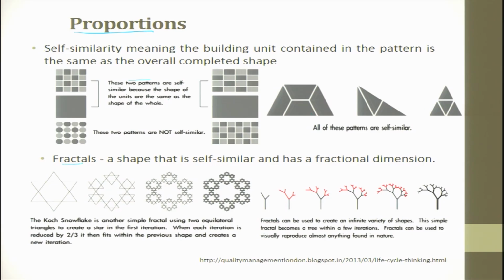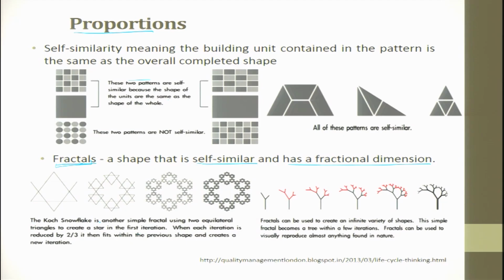3. Fractal: a shape that is self similar and has a fractional dimension is called a fractal. So, fractals are taken from nature. If you see a branch which is going, it is also a fractal. Fractals can be used to create an infinite variety of shapes. This simple fractal became a tree within a few iterations. You see, this is becoming a tree within a few iterations. The fractal can be used to visually reproduce almost anything found in nature. So, we will always try to capture this fractal.